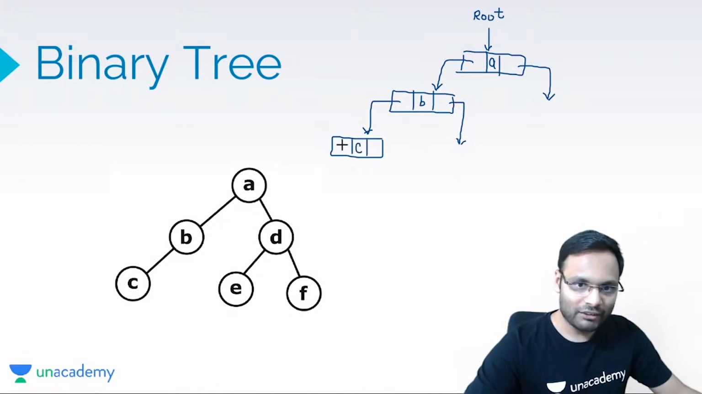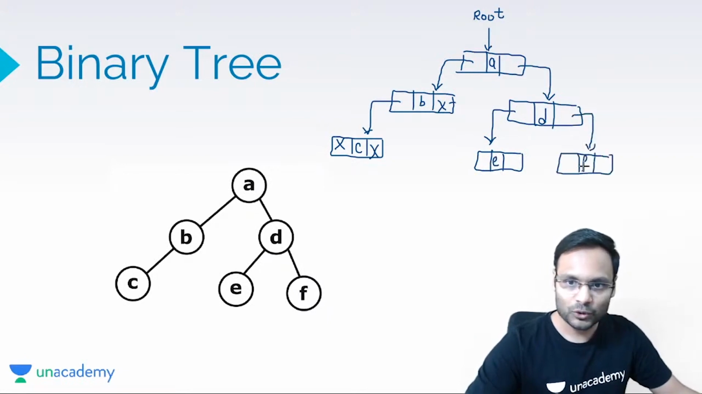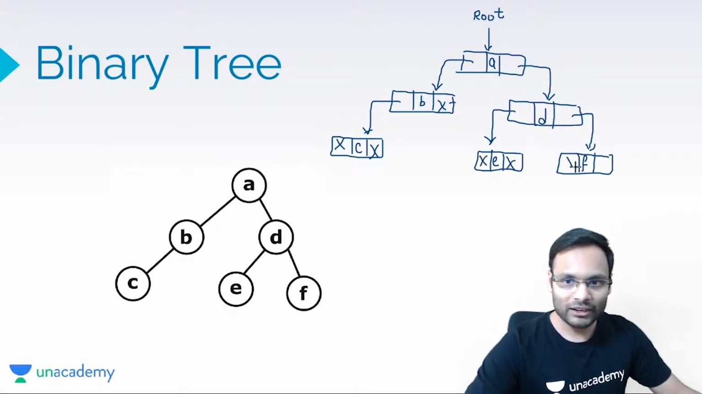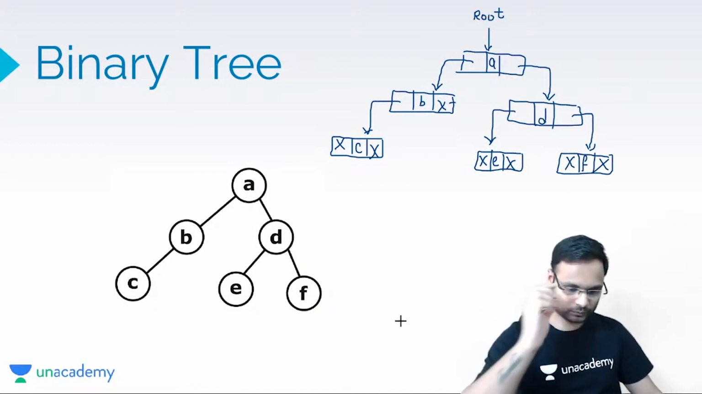C is not having any left and right child, so here we will keep null pointers. Here also I should keep null pointer just because there is no right child of B. A's right child is D, so node should contain key value D, left child E, right child F. These will be the pointers which I have shown here as arrows. E and F are not having left and right child, that's why we will keep null pointer.